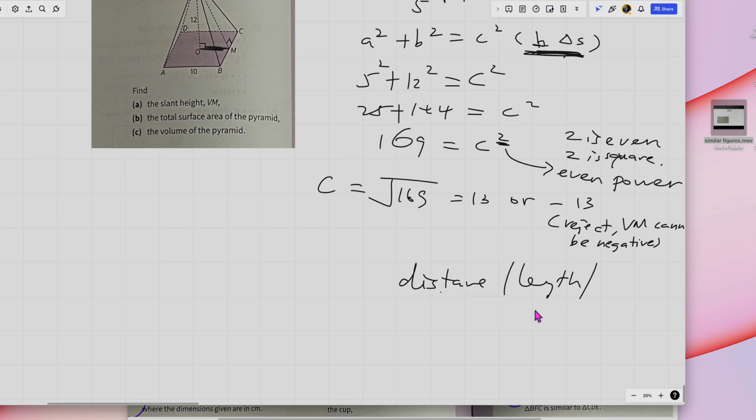Algebra. Temperature. Oh, temperature. The temperature can be negative 13 degrees Celsius, right? So temperature is one of them.